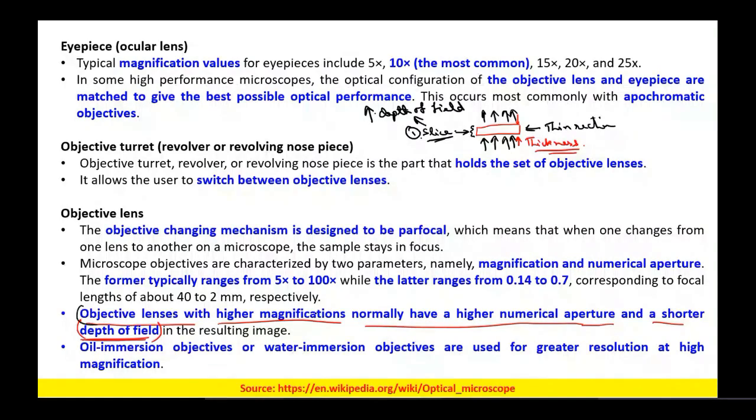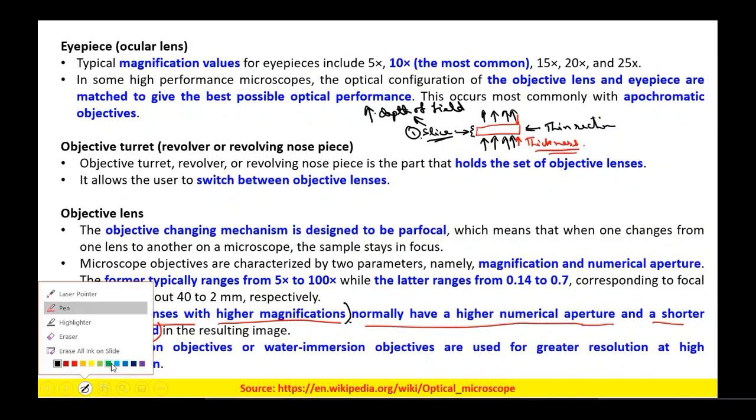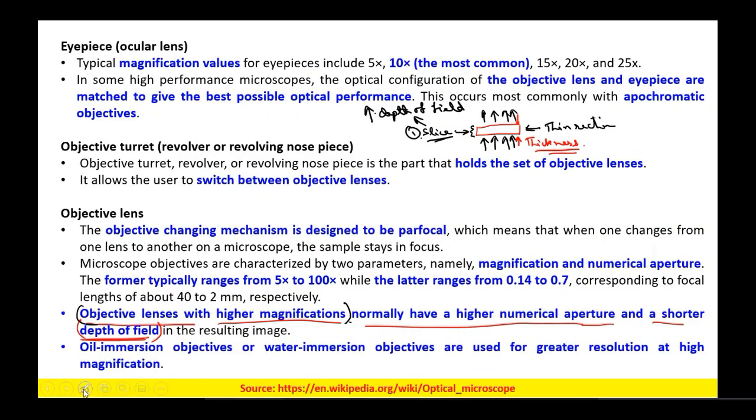However, when we are using objectives with higher magnifications, say for example, we are looking into a very, very thin layer within that thin section. Now, when we are looking into this very thin section, our depth of field decreases. Now, basically, what is this depth of field? Depth of field means the thickness of your sample at which you are able to visualize.